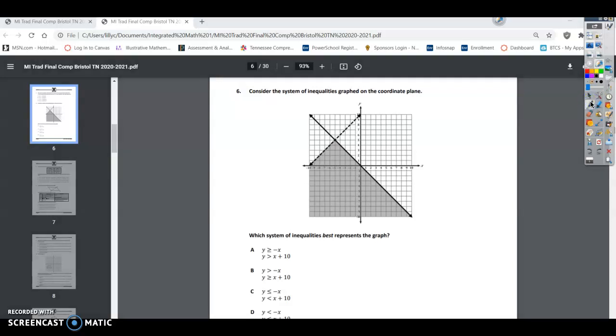All right, this is our Math 1 final benchmark, number 6. Consider the system of inequalities graphed on the coordinate plane. Which system of inequalities best describes the graph?